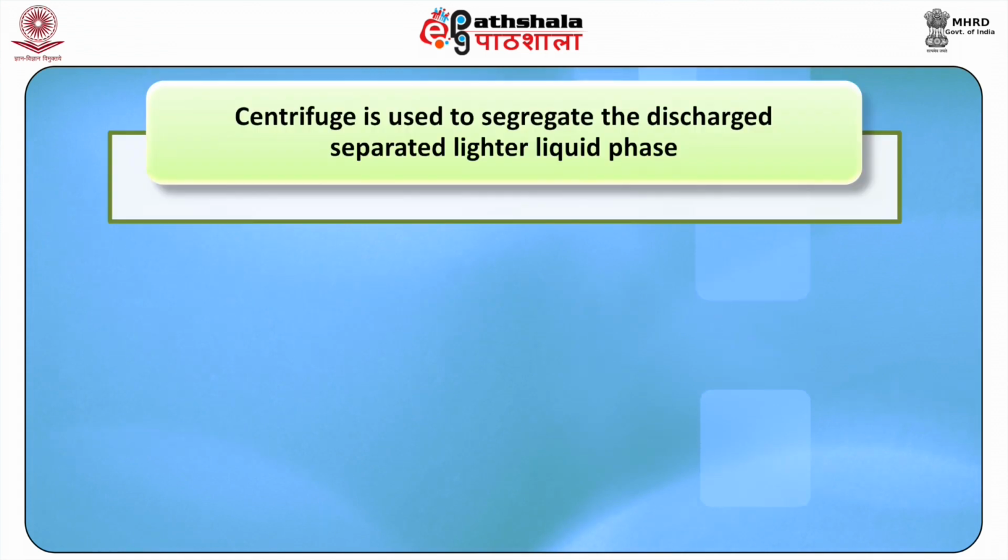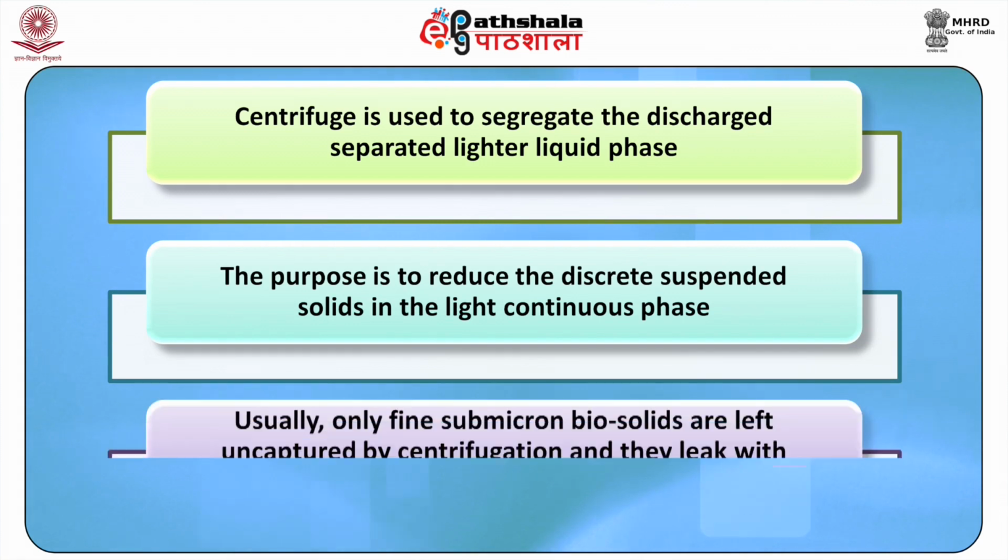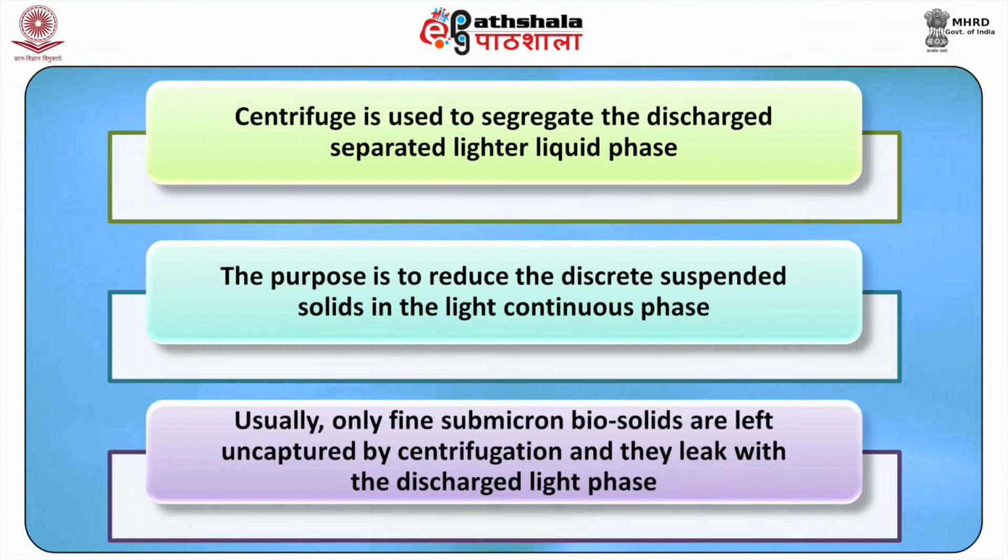Clarification. Centrifuge is used to segregate the discharge separated lighter liquid phase. The purpose is to reduce the discrete suspended solids in the light continuous phase. Usually, only fine submicron biosolids are left uncaptured by centrifugation and they leak with the discharge light phase.